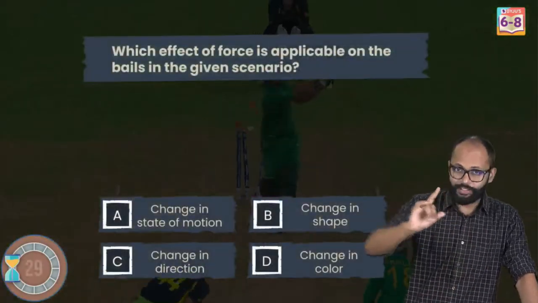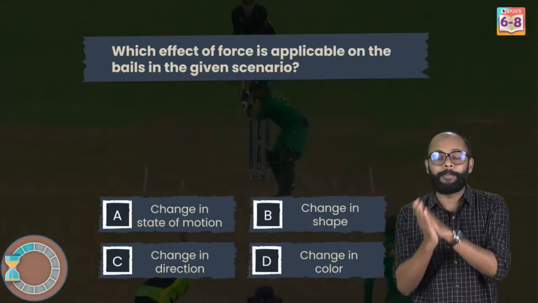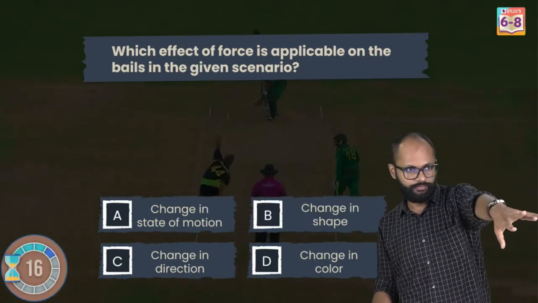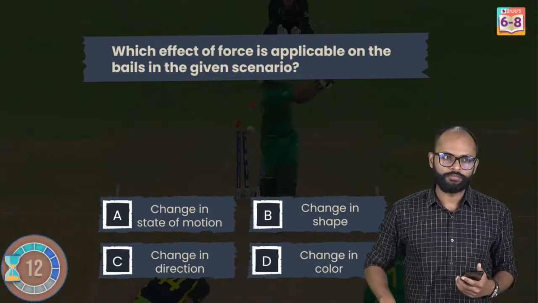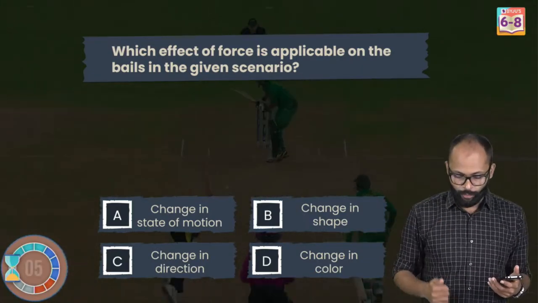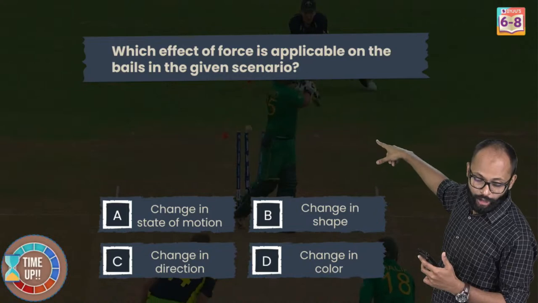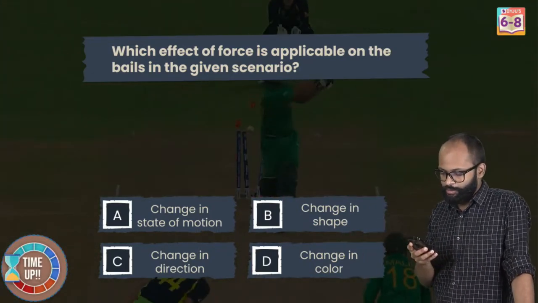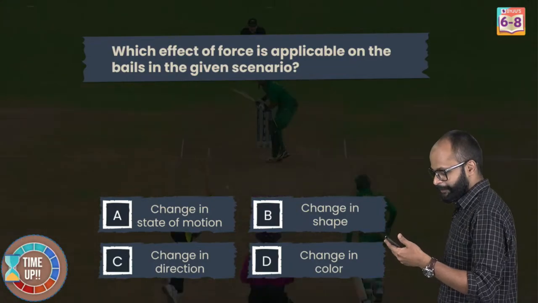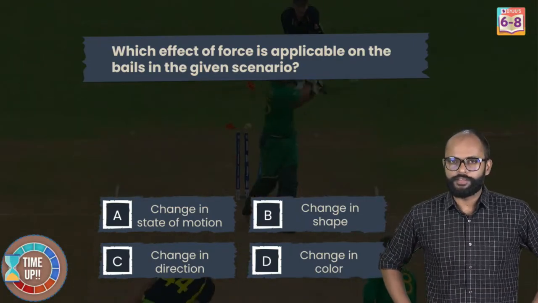Now, I have a question for you. Based on this clip, dhyan se batana. Which effect of force is applicable on the bails in the given scenario? Let's have the four options, A, B, C, D, in the poll. A is change in state of motion. B is change in shape. C is change in direction. D is change in color. What do you think? Bold bada khatarnak tha na lekin. Straight on the middle stump. A, B, C, D, kids. Come on. Which effect of force is applicable on the bails in the given scenario? That's the question.